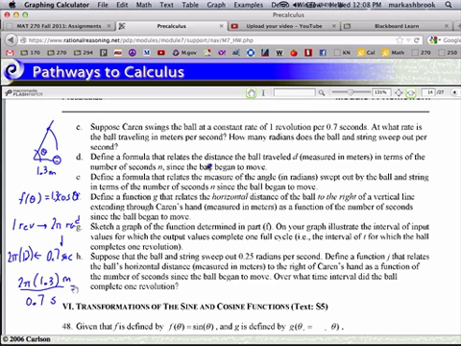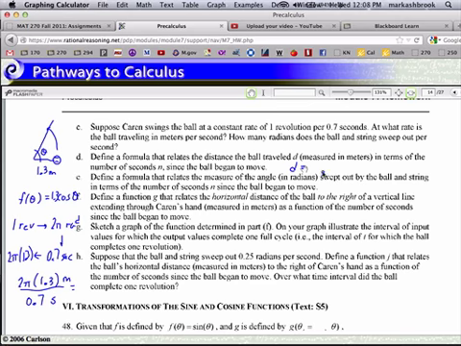Are we on D now? A formula that relates the distance the ball traveled in meters in terms of the number of seconds n since the ball began to move. Okay, so we got a couple different things going. This is kind of a jump here. So if the input is n, the distance the ball has traveled in meters, d, is like arc length, right?